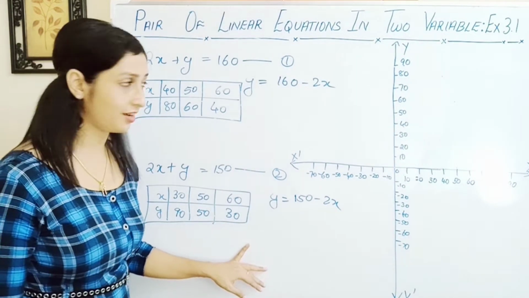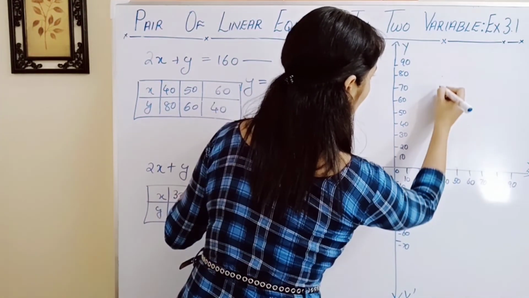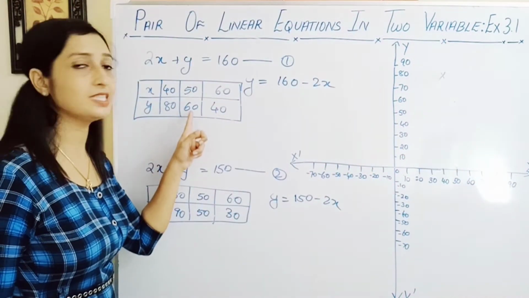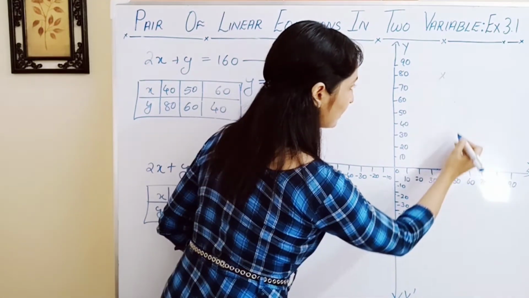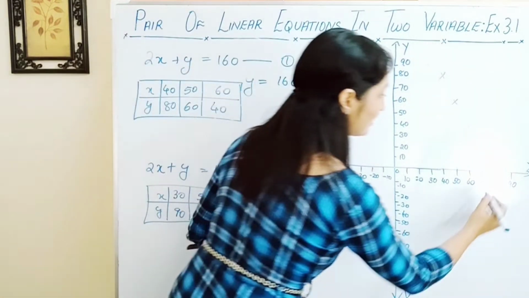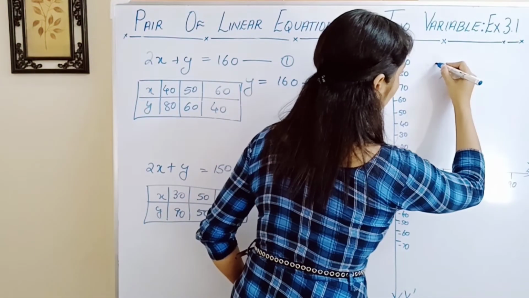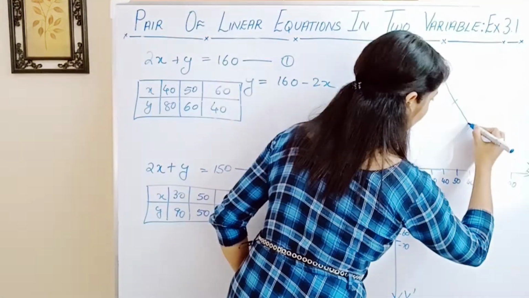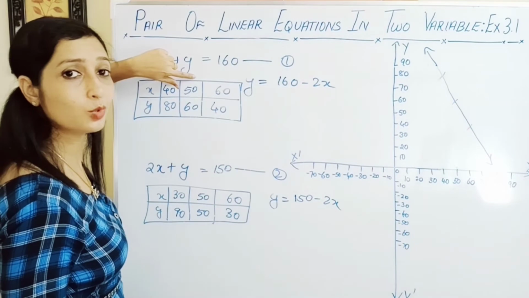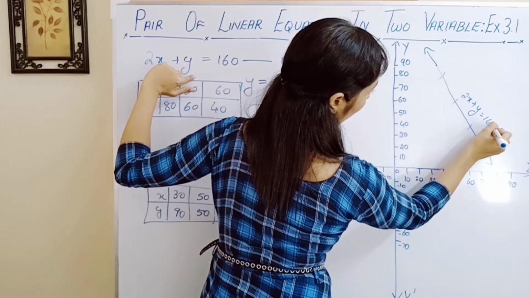And now let us plot this into the graph. So the first point is 40, 80. So 40 on x-axis and 80 on y-axis. So this is our point. Next, 50, 60. So 50 on x-axis and 60 on y-axis. So this is our point. Now 60, 40. So 60 on x-axis and 40 on y-axis. This is our point. So now let's join these points. You get the line like this. And let us name this line as 2x plus y is equal to 160.